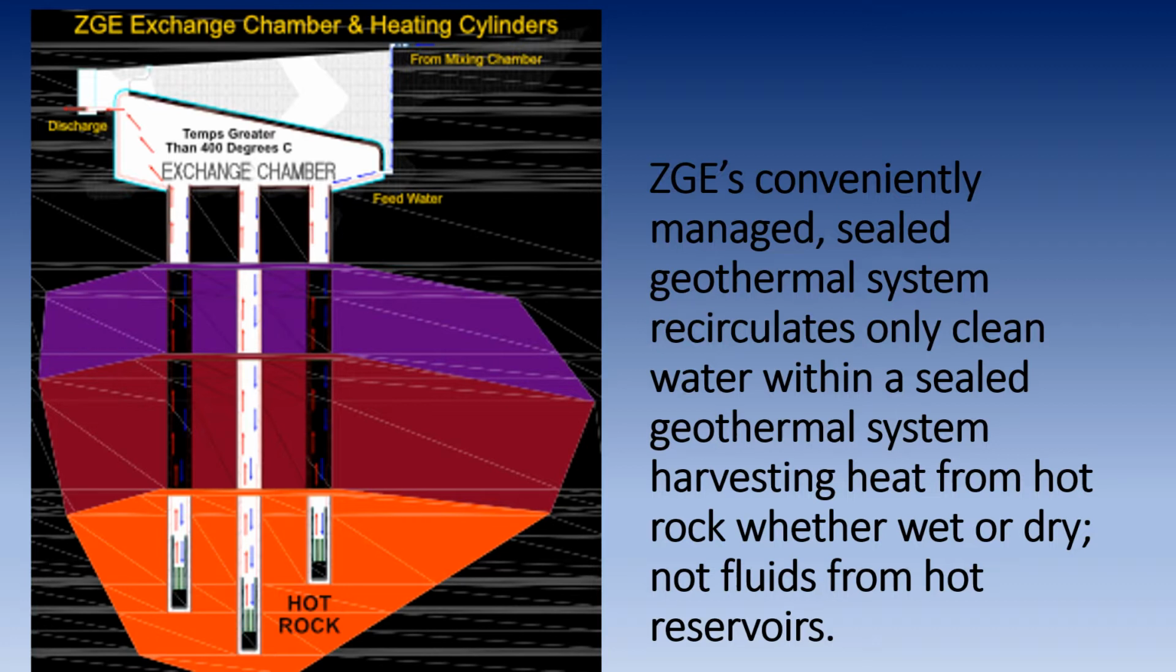The ZGE system, and again you can see it on the left here, a part of the system anyway, the exchange chamber and some heating cylinders going down into the hot rock. The ZGE system handles geothermal system stability and operational consistency by employing clean water as the energy transfer medium within an internal sealed system, conductively harvesting thermal energy from surrounding hot rock, whether wet or dry. Pressures and convective flow rates are conveniently managed internally within a closed recirculating system.